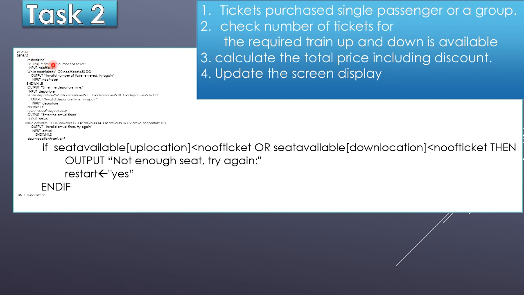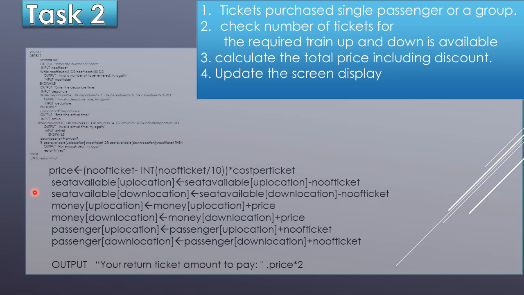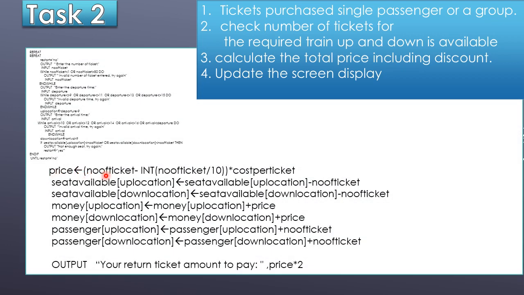When they give a lesser value, and the departure time and arrival time are given properly, then the whole error trap will end here, and we are going to update the price. So the price depends on the number of tickets they want. For example, if they want exactly 10 or more than 10, they will be getting a discount.